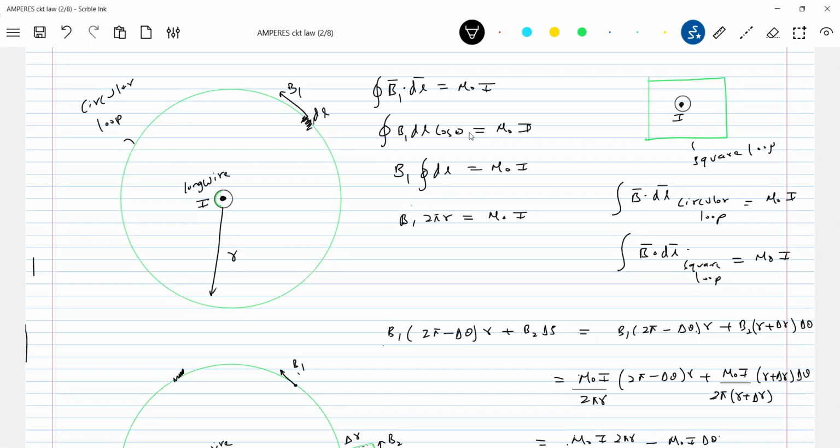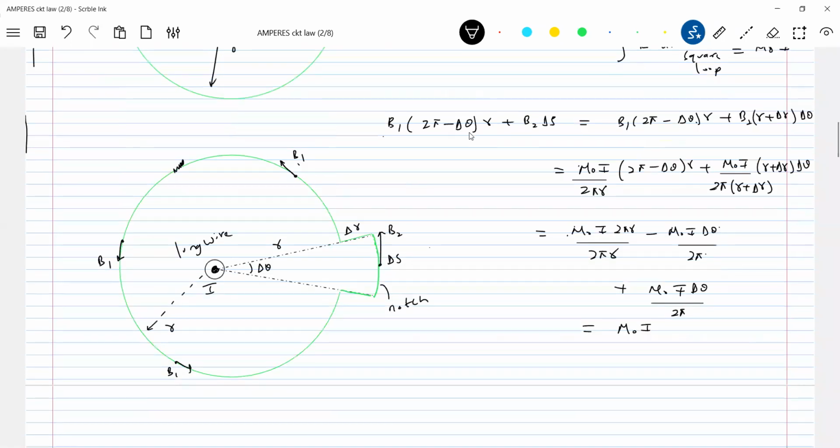So look at the value. This loop, what is the b bar dot dl? b1 bar dot dl, we ended up equal to mu naught I. And even in this loop also, though I deformed it, how much we ended up? Equal to mu naught I. So therefore, shall we put one condition? Whenever you are calculating b bar dot dl in closed path, does the shape of the loop matter?